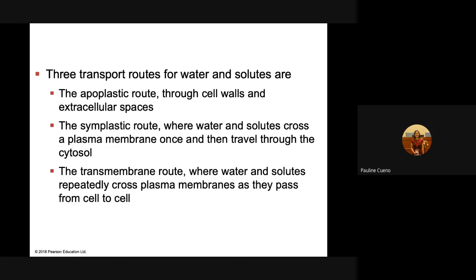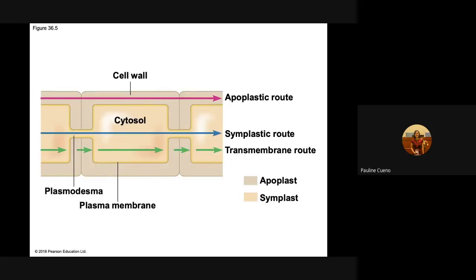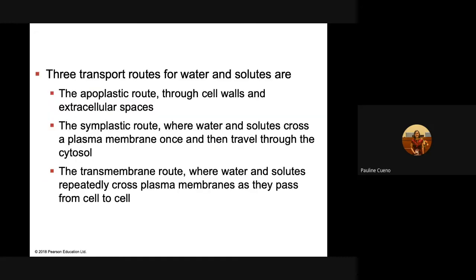And when you say apoplast root, the water and solutes go through cell walls and extracellular spaces kasi siya ay apoplast. Remember, kapag apoplast, ito po ay structures outside the plasma membrane. So if you will look at this image, yung apoplastic root, ito lang siya outside the plasma membrane. Yung kanyang transport of water and nutrients. While the symplastic root, when we say symplastic root, this is where water and solutes cross a plasma membrane once and then travel through the cytosol.